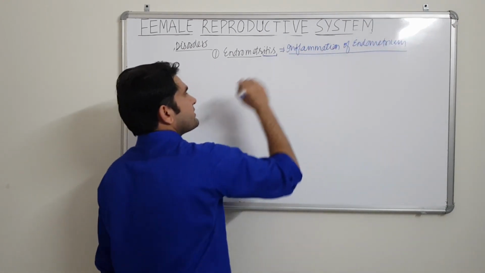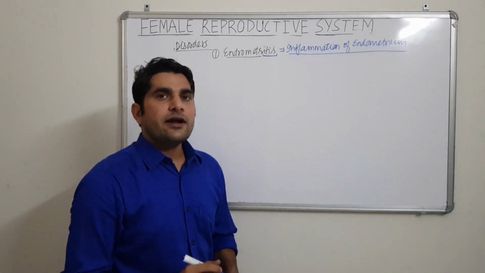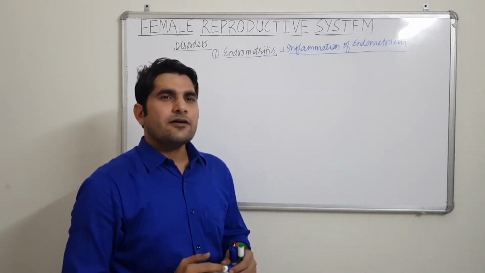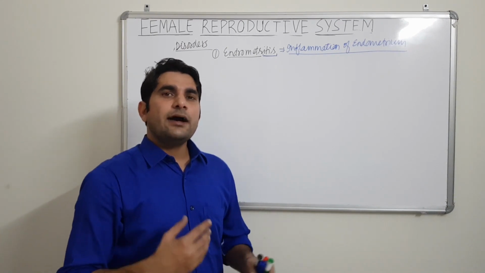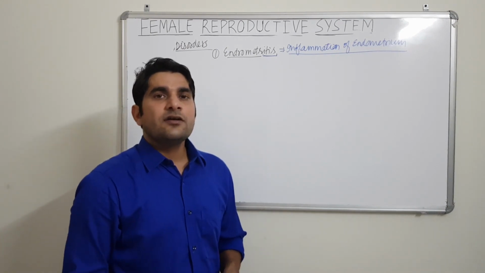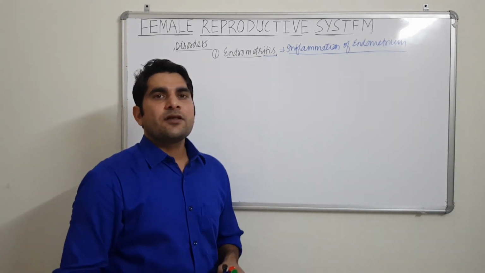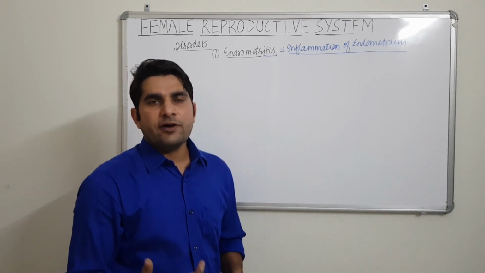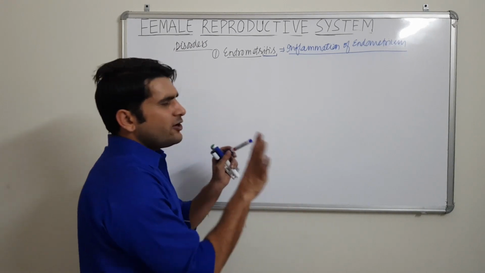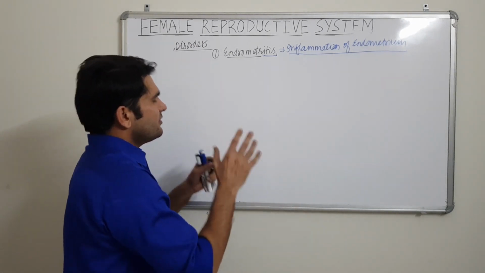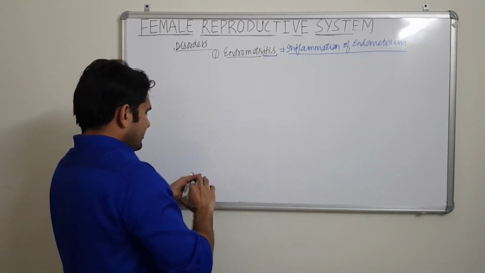There are certain infections which can cause endometritis. One of the common ones is the pathogen of tuberculosis, Mycobacterium tuberculosis, which can even result in uterine tuberculosis, where there is inflammation of the endometrium. Inflamed endometrium is endometritis, whatever the reason is.